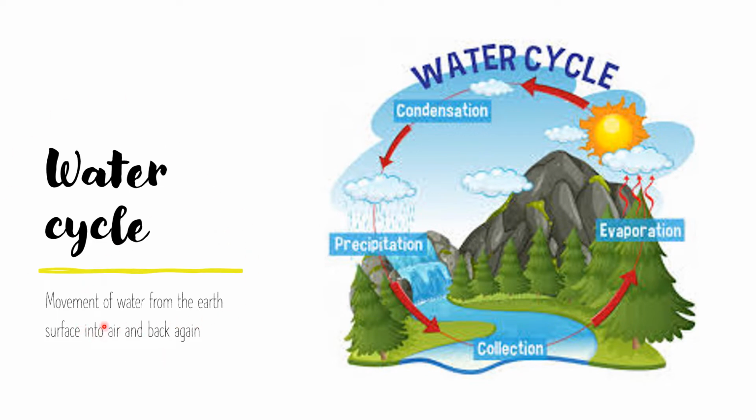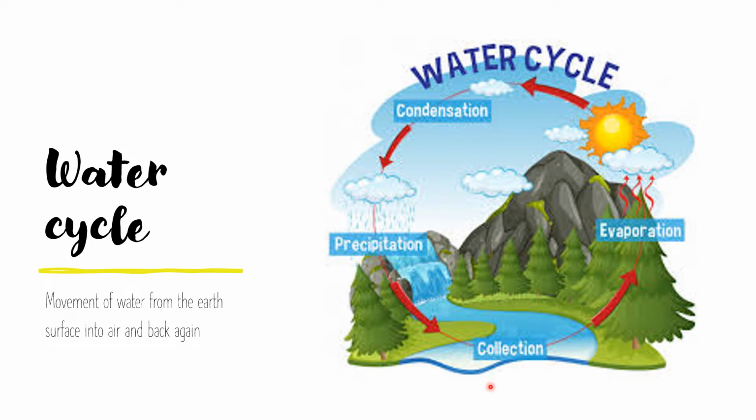Movement of water from the earth's surface into the air and back again. I will explain the water cycle, what this definition means. Okay, so first you have to know that the water cycle has four main steps. Step 1 is evaporation. Step 2 is condensation. Step 3 is precipitation, and last is the collection or storage.